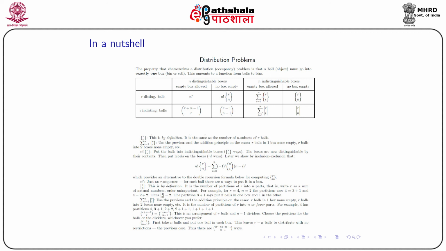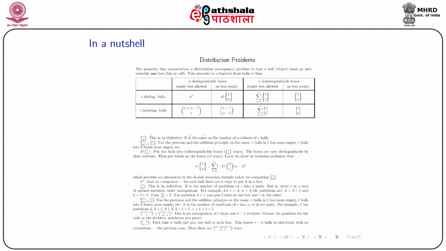Now if the balls are also indistinguishable like the boxes, then if we allow empty boxes, it will be the sum over i from 1 to n, and we are using a symbol r, i within two straight lines. This is nothing but the number of partitions of r into i parts, and we are summing up all possible such combinations. But if we put the restriction that no box remains empty, then it will once again be the same symbol r and n.